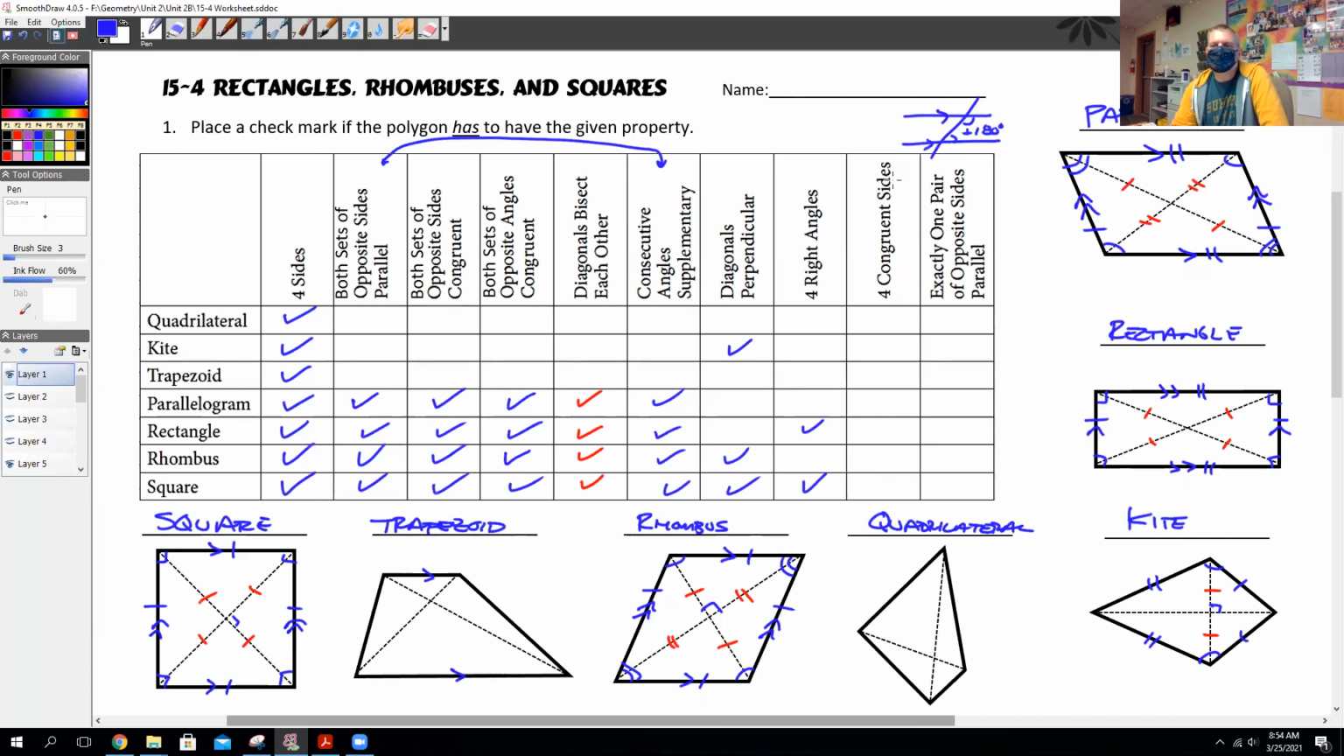4 congruent sides. Which of these have 4 congruent sides? Square. Rhombus and square. Good, right? Rhombus and square, right? All those sides are the same. None of the rest have that. Okay. Last one. And then this will help us.